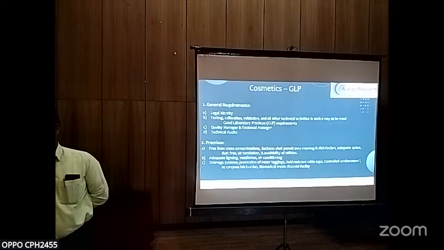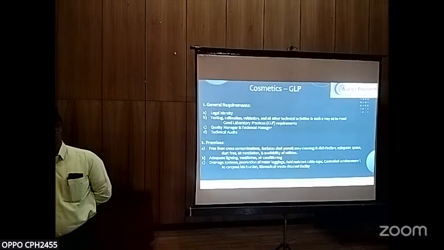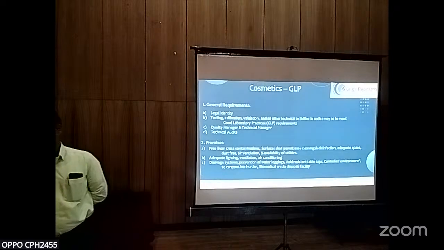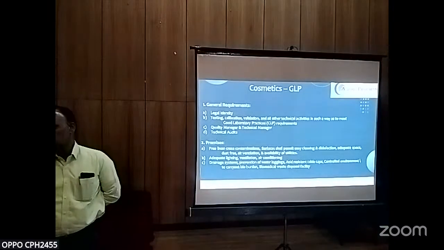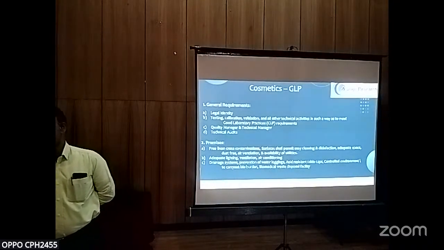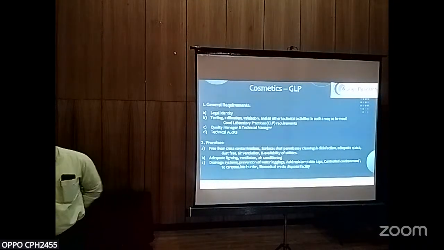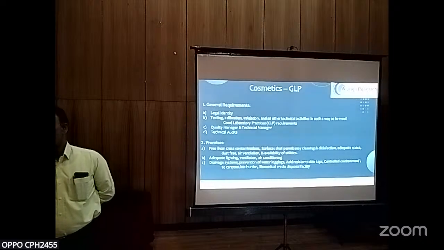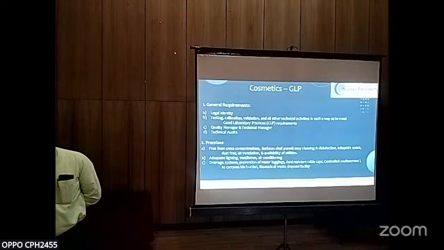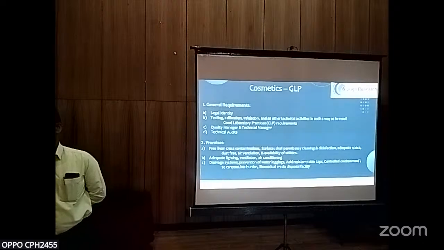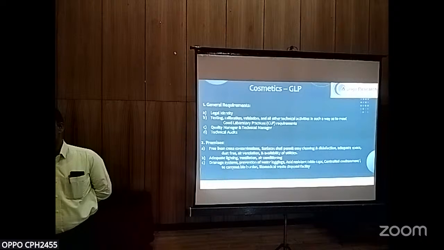Adequate lighting, ventilation, and air conditioning are needed for instruments to function properly, and samples are stored at 25 degrees only. All expired samples are to be discarded. There should be an adequate drainage system, prevention of water lines, acid-resistant tabletops, and controlled environments to handle biological risks.